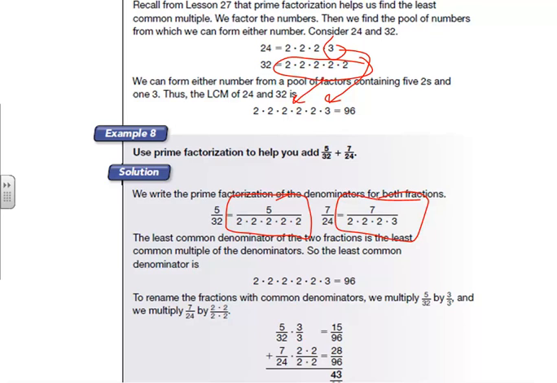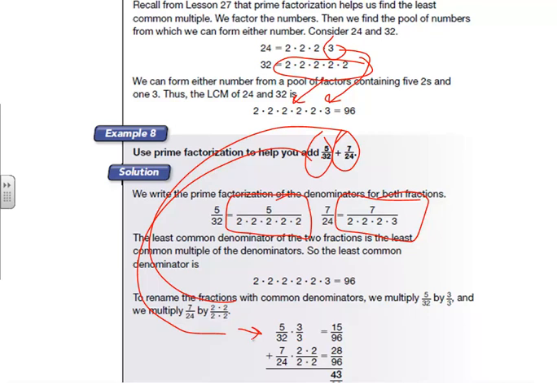So once we've got the 96, we have to decide what times 12 equals 96, because these are the ones we have to add together. So we brought both of these down here. What times 12 equals 96? Well, it's going to be times 8, and then we get 40 over 96.